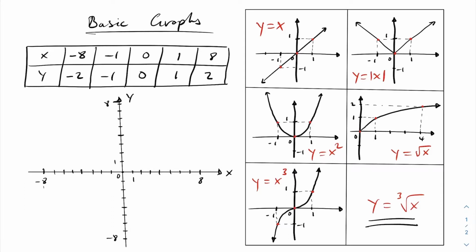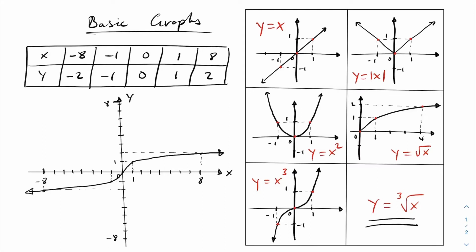And plug them into my graph. It's going to give me -8, -2, then -1, -1, 0, 0, 1, 1, and finally 8, 2. Then finally, I can connect them together, and I have my graph. And with that, we are going to be done.